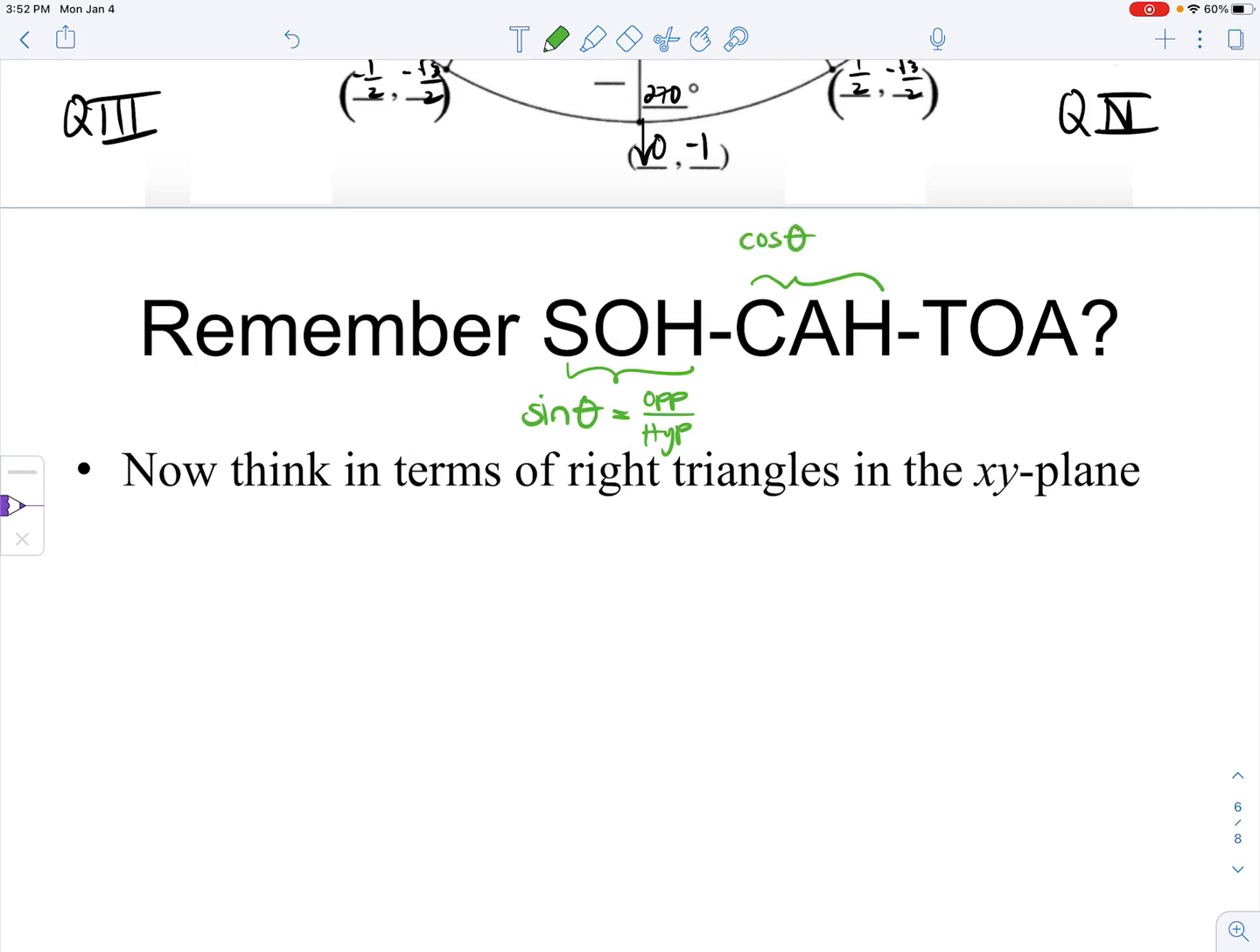Okay, CAH is for cosine. So cosine of theta equals adjacent, the side next to the angle theta, over hypotenuse. And then TOA, that's tangent of theta equals opposite over adjacent.